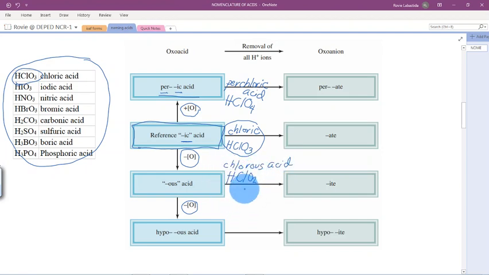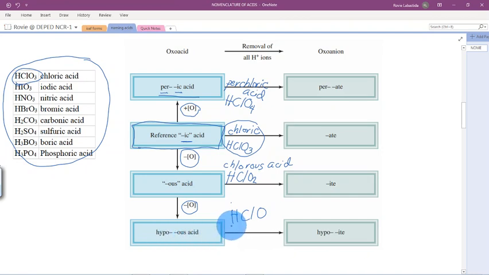So again, from HClO3, we remove one oxygen atom in the formula, making it HClO2, and the name would be an ous acid, which is chlorous acid. Now, from an ous acid, if we remove another oxygen atom from the formula, it will become HClO. If it is HClO, it is a hypo-ous acid.